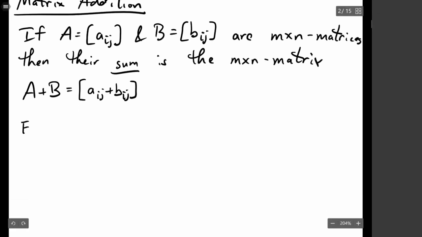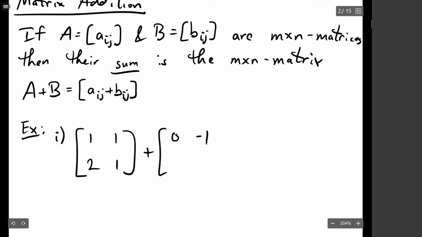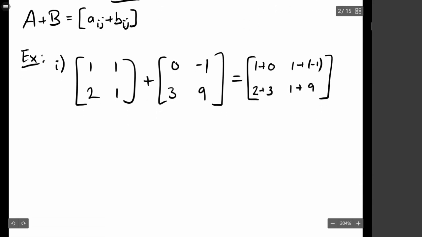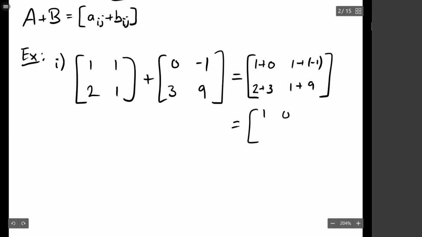So for example, if we have 1, 1, 2, 1 plus 0, negative 1, 3, 9, this matrix here, we're just adding together the corresponding entries. So top left plus top left, bottom left plus bottom left, top right plus top right, and bottom right plus bottom right. And so this matrix is 1, 0, 5, 10.